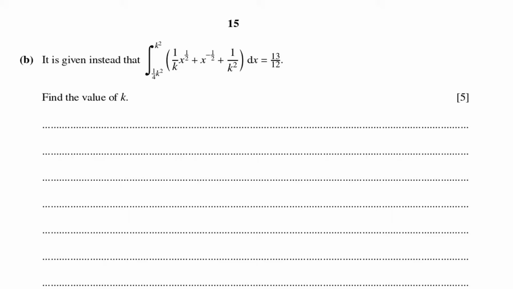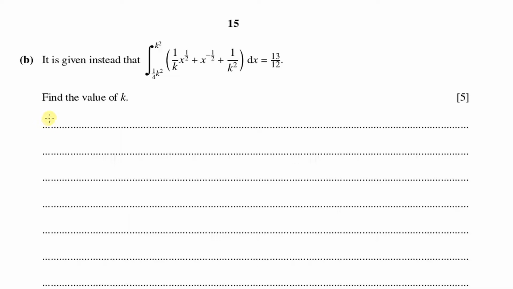It is given instead that the integral from lower limit a quarter k squared to upper limit k squared of 1 over k x to the power of a half plus x to the power of minus a half plus 1 over k squared with respect to x is equal to 13 over 12. Find the value of k. Okay, so we want to perform some integration here.